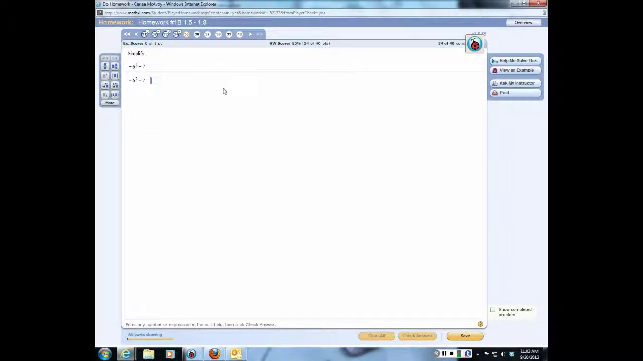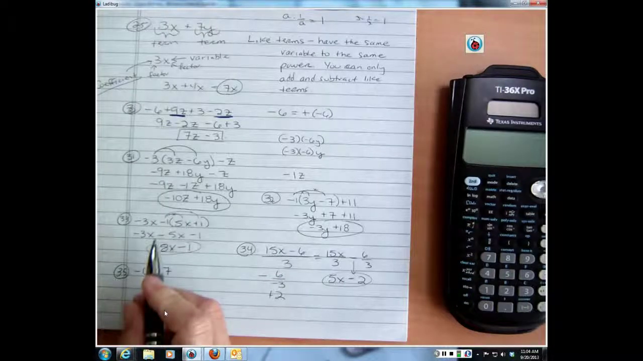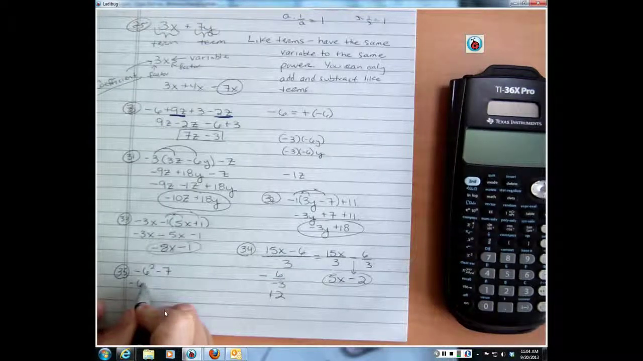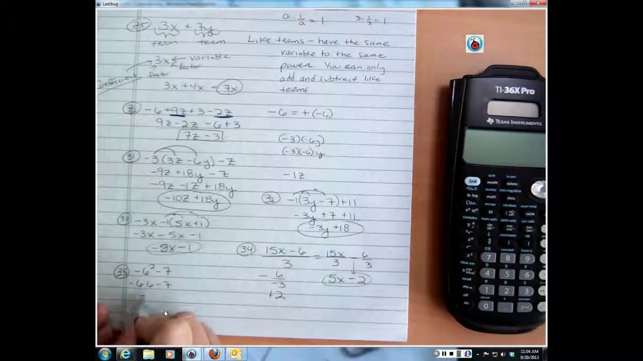Okay. Now we're going to simplify using order of operations. This is number 35. Negative 6 to the 2nd power minus 7. Without looking back in your notes, can you tell me whether negative 6 squared is going to be positive or negative? Well, the thing about that is, the base is 6 here, so it actually looks like negative 6 times 6. It does not look like negative 6 times negative 6, so it's a negative answer because we only have 1 negative. Negative 36 minus 7.